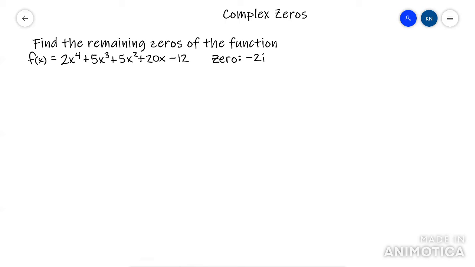So the first thing I would do is realize the negative version of this is also a 0. So positive 2i is one of them, so I really only have 2 left. Now I'm going to start synthetic division. One thing I will say, I see a lot of students miss negative signs when they do synthetic division. Please keep an eye on that.